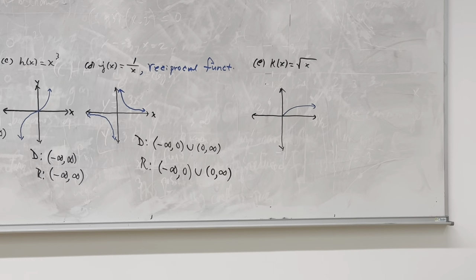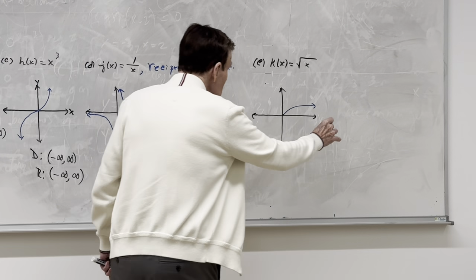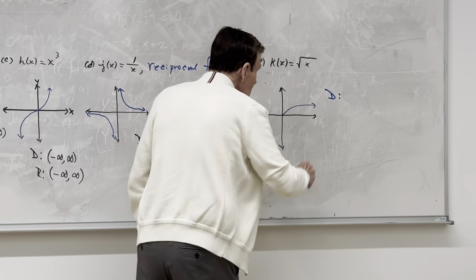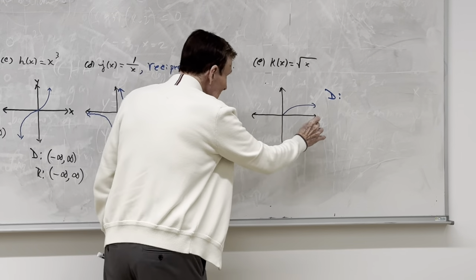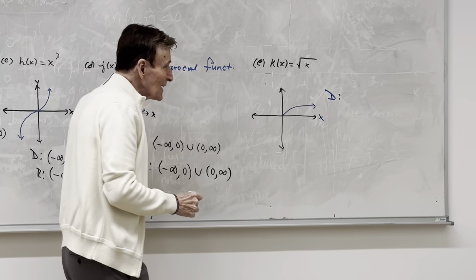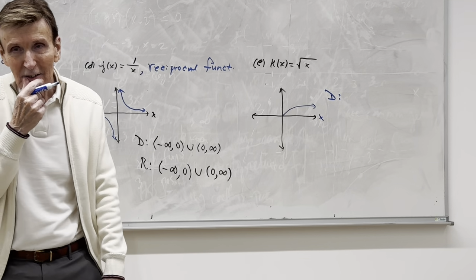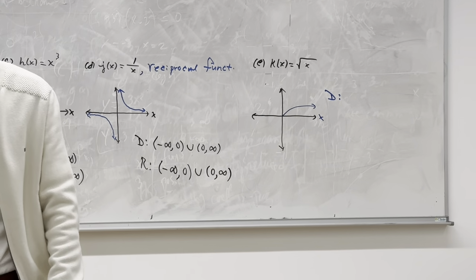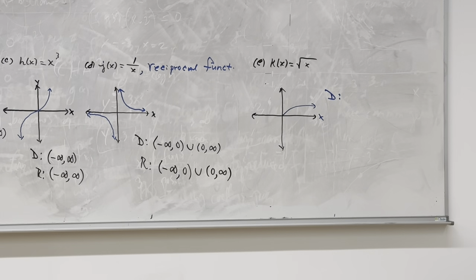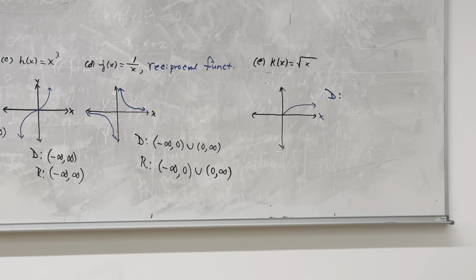Now, if it does, what is its domain based on your graph? The set of x's. Look at the graph and tell me, on the x-axis, what's the extent of this graph along the x-axis? From 0 through infinity.